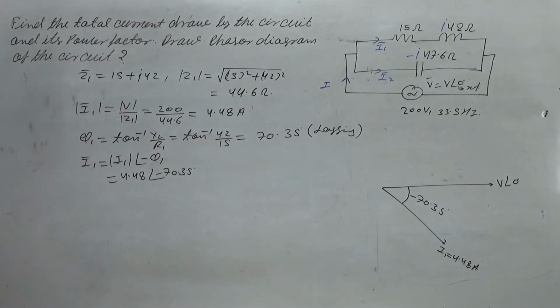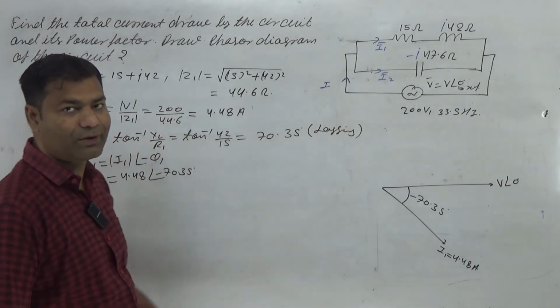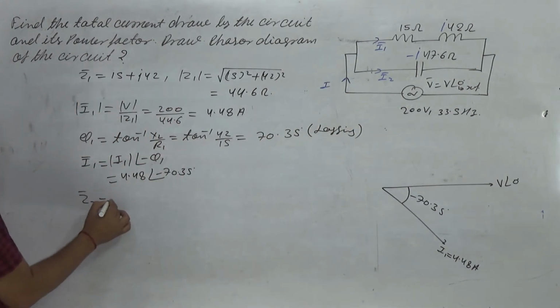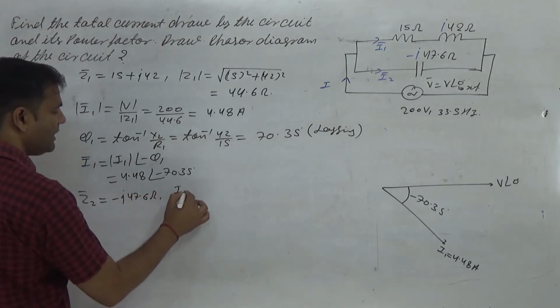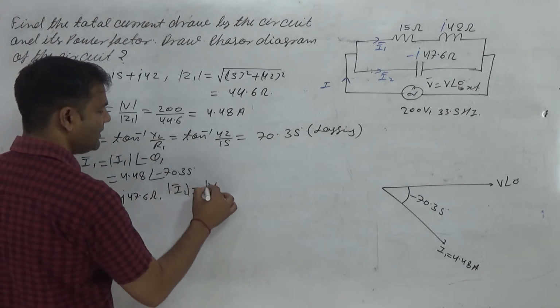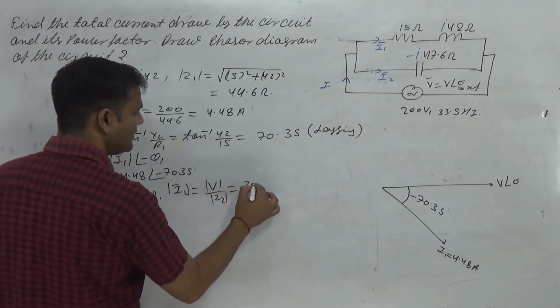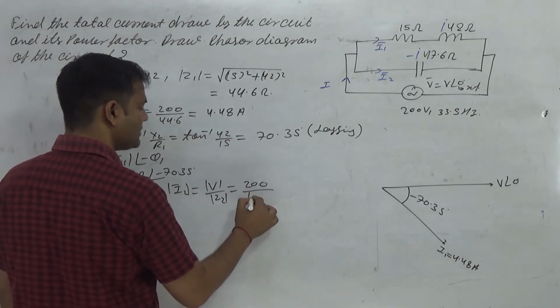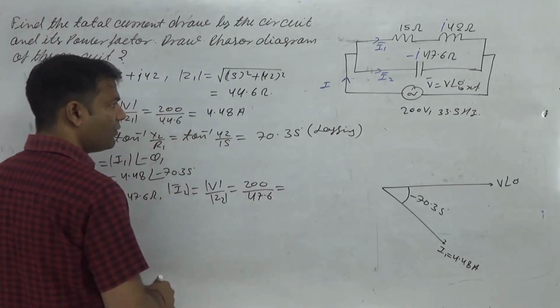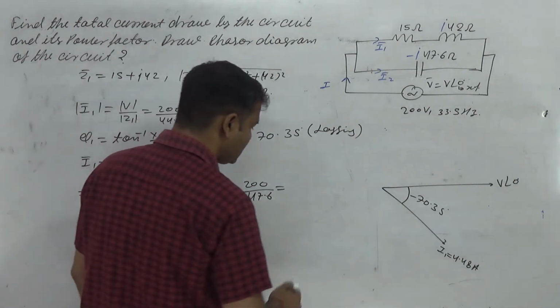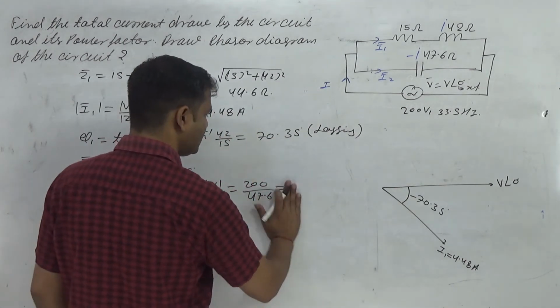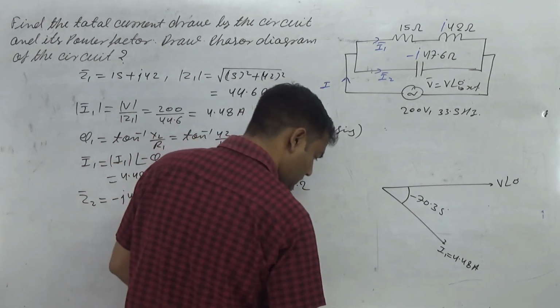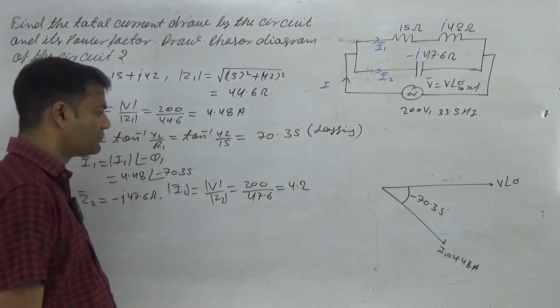Now the next target is I2. In case of branch 2, what about Z2? Z2 is minus j 47.6 ohm. So what about I2? I2 is V divided by Z2. V is 200 divided by Z2, and Z2 is 47.6. That value is 4.2. Clear? That is 4.2 ampere.